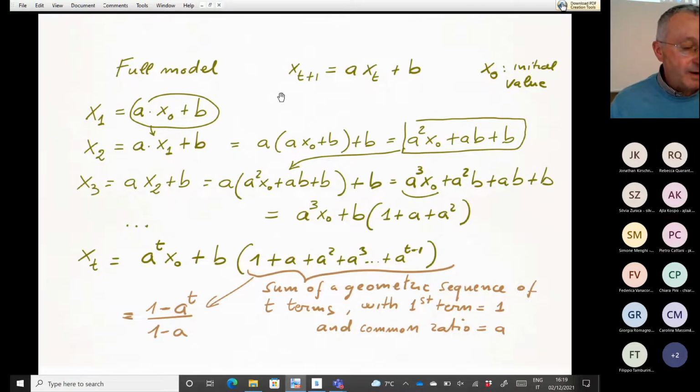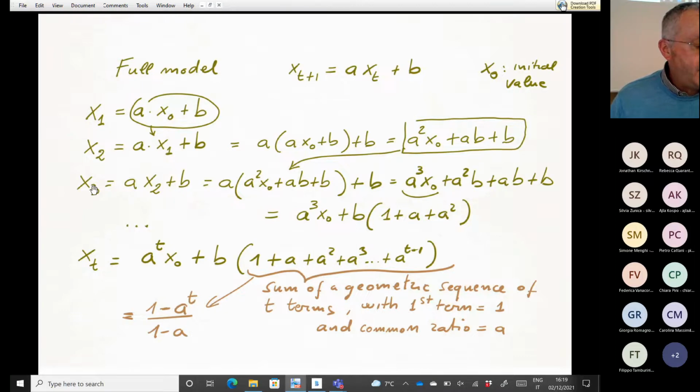What is slightly more difficult is the full model, in which at each time step you don't only have, okay, that x(t+1) is a times x(t), but possibly plus b. So basically there is an endogenous part of the evolution by which x(t+1) depends on x(t), but there is also some forcing exogenous part, which is plus b, okay? So at this time step, we intervene in the endogenous evolution by adding b. What is the final outcome of this process?